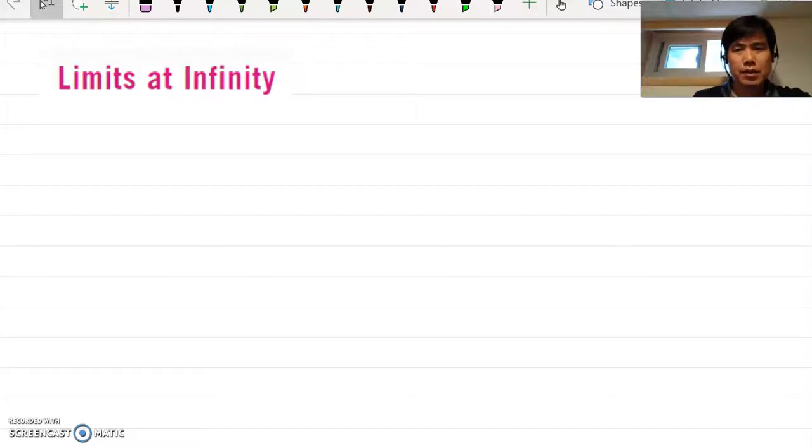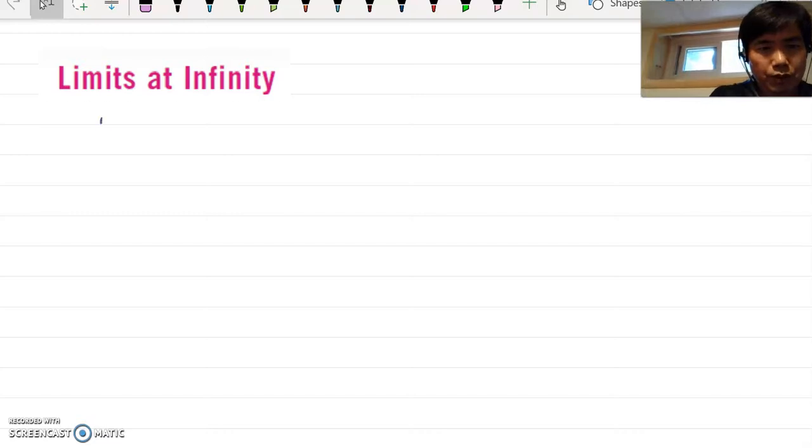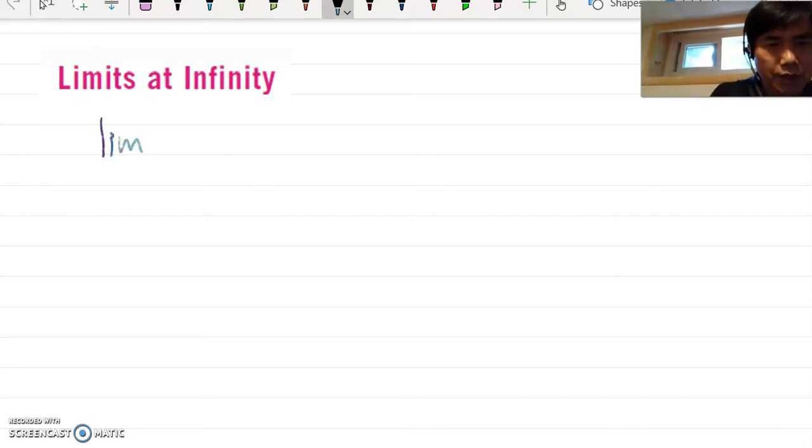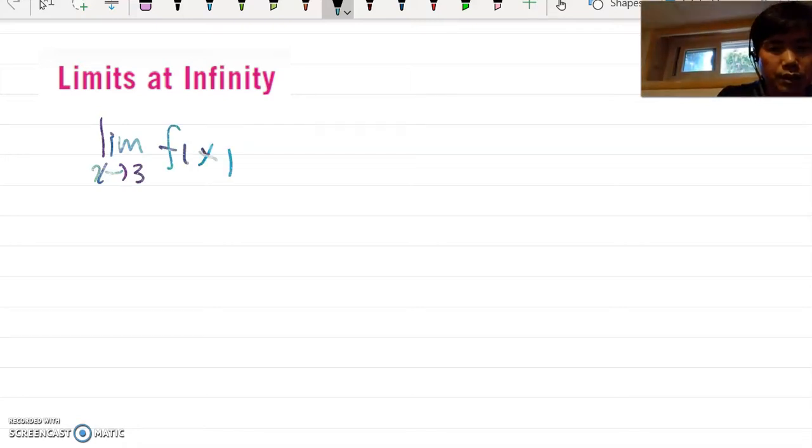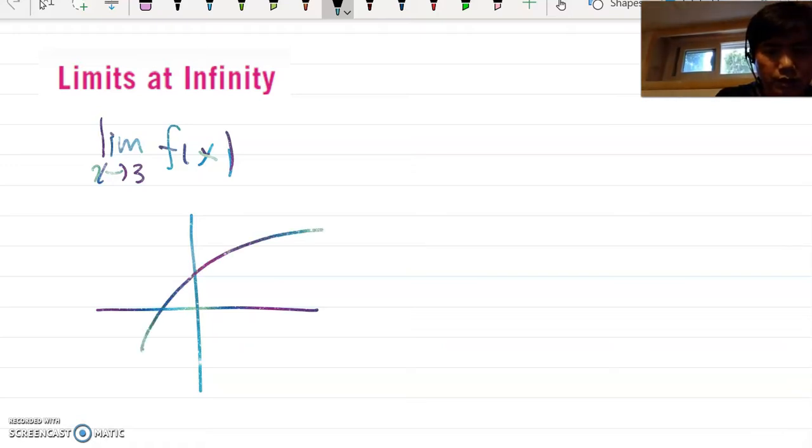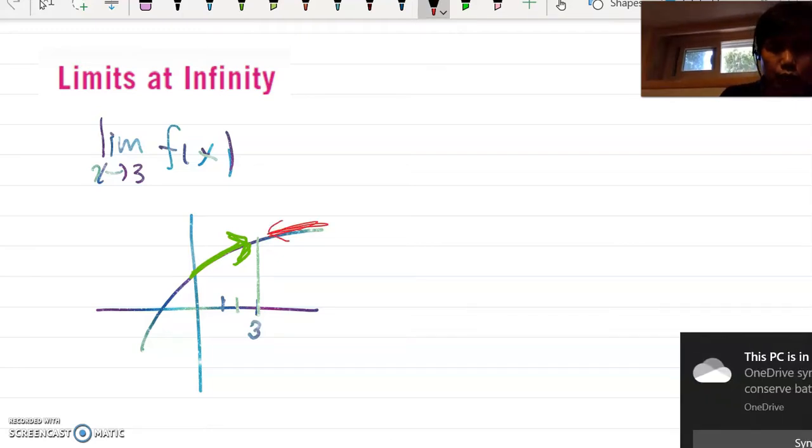So, limits to infinity. Up to now we talked about limits that focus on one given point, such as the limit as x goes to 3 of f(x). Let's say that's the given line here, maybe somewhat like this, 1, 2, 3. We always look at the limit from the left side and then the right side, and we determined it, right?